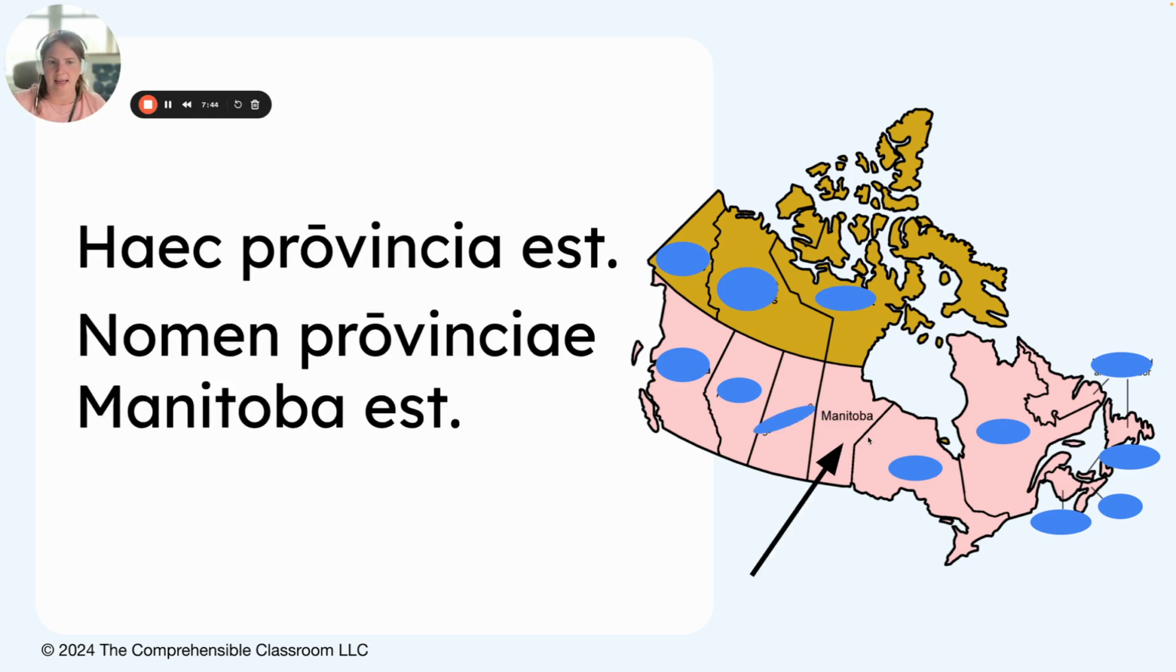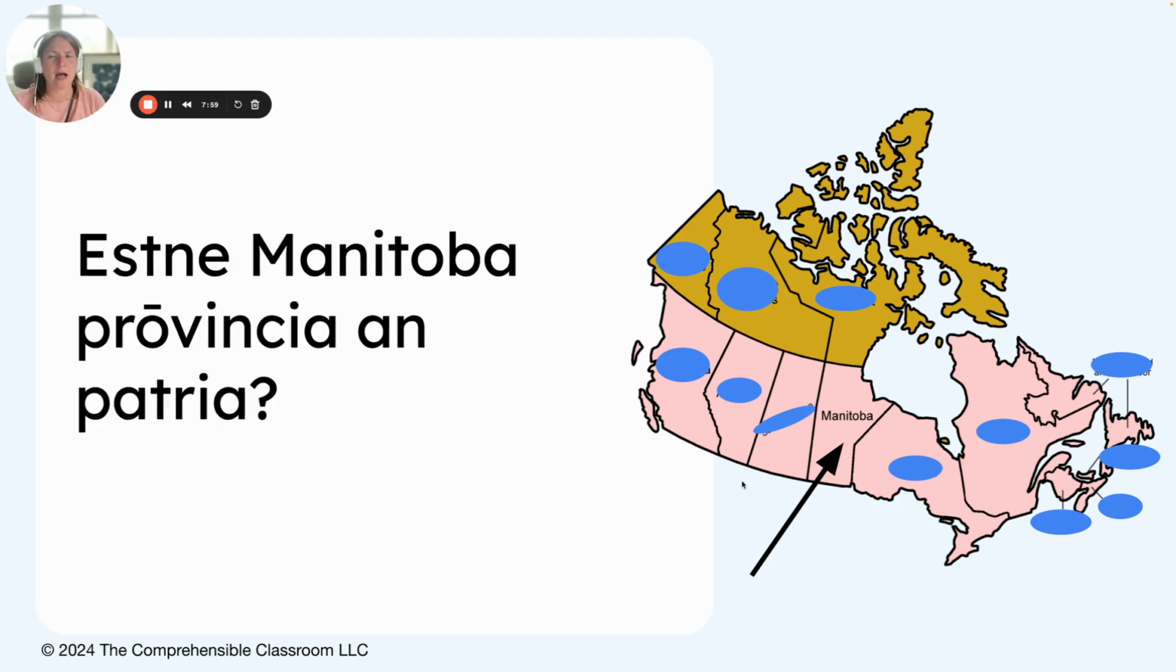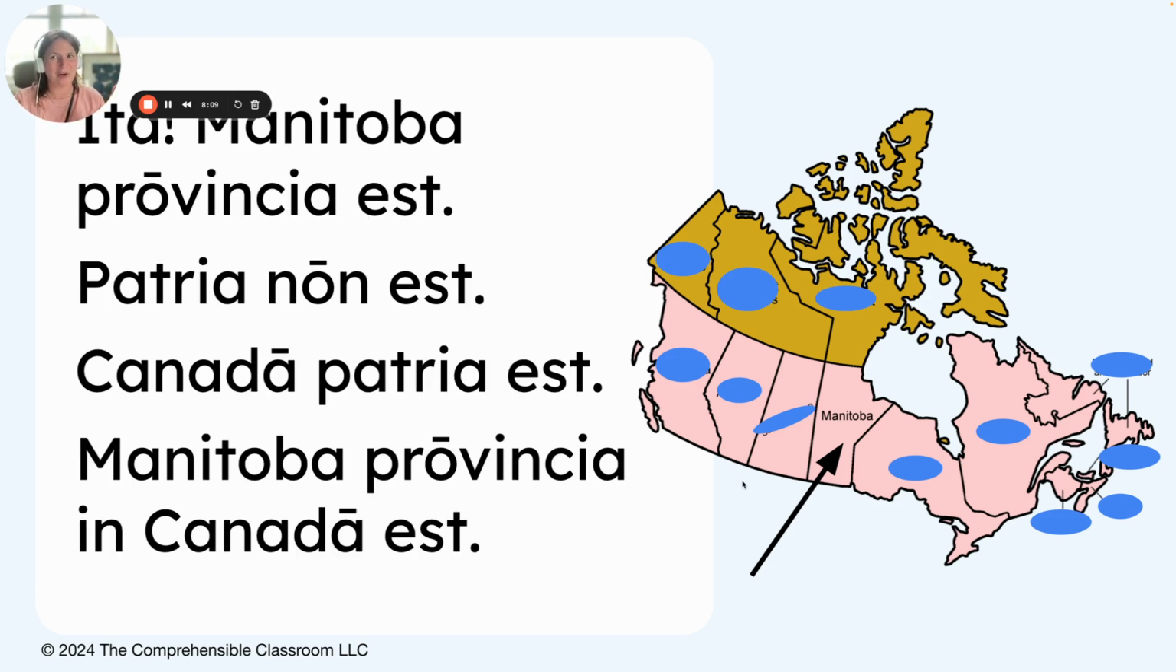Haec provincia est. It's another province. Nomen provinciae Manitoba est. Esne Manitoba provincia an patria? Manitoba provincia est. Patria non est. Canada patria est. Manitoba provincia in Canada est.